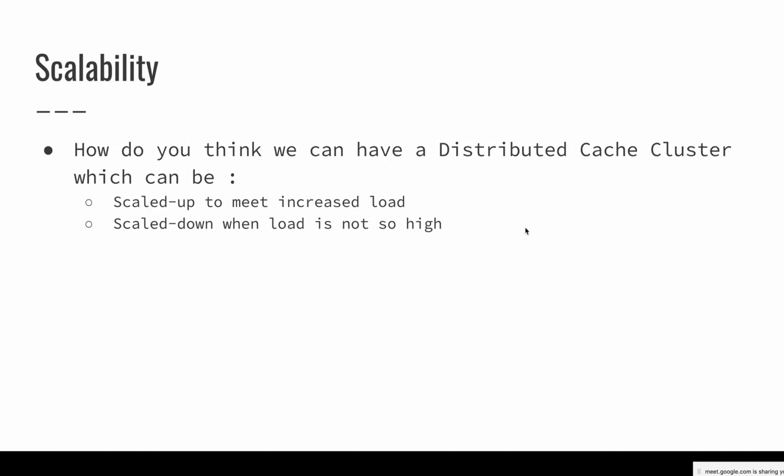So here comes the question. In our distributed cache cluster, how do we scale up and how do we scale down? There are a couple of strategies which are used for scaling in general in distributed systems. I would request all of you to quickly think about them and write in the chat pod, please. Think about the scaling strategies that we have discussed in the previous sessions as well.